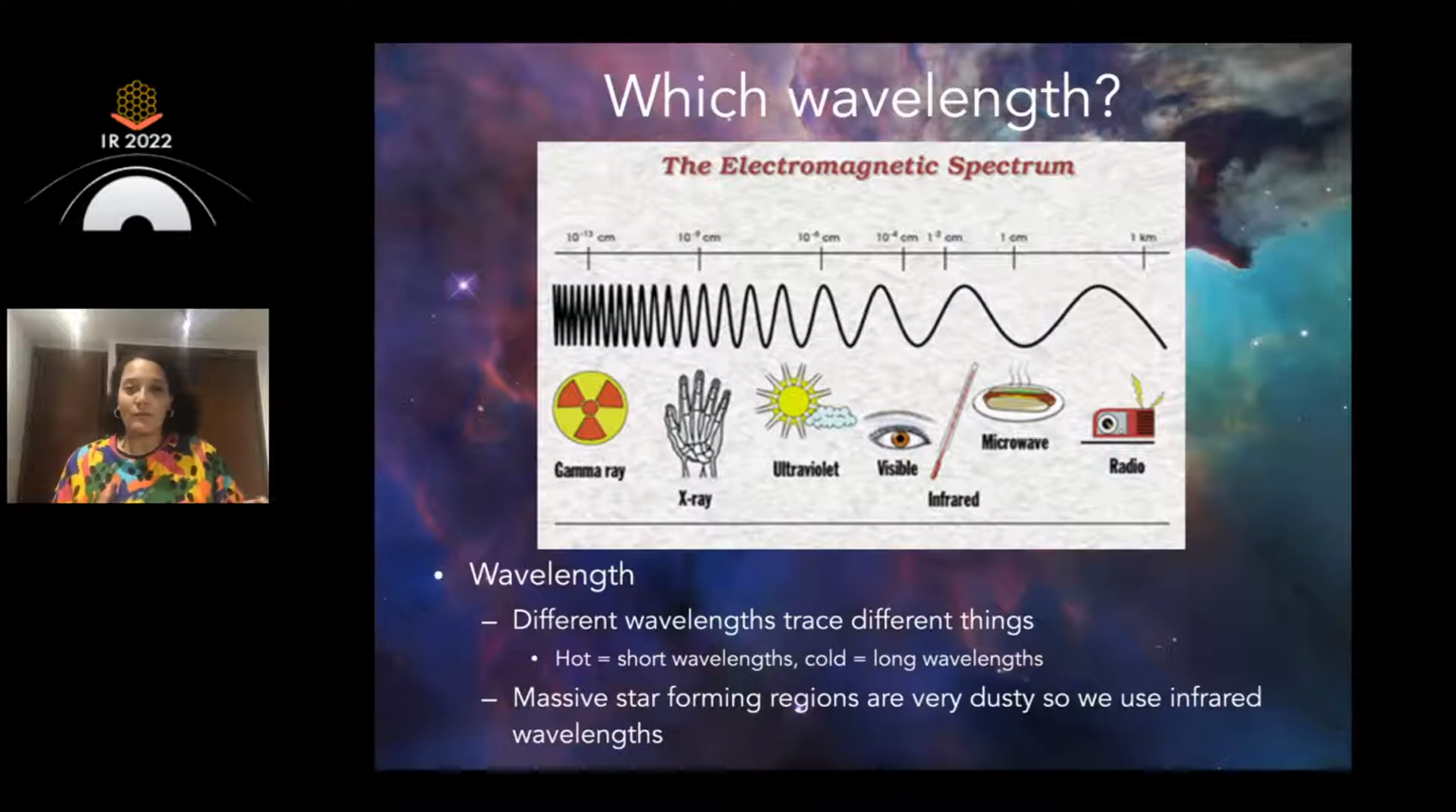And the general rule with observing is if you want to look at hot material in space, then you have to use short wavelengths, so something like X-rays or gamma rays, or ultraviolet rays. And if you want to look at very, very cold stuff, then you want to look at things like radio waves. And massive star-forming regions are very, very dusty. I mentioned those dusty envelopes that get in the way and make these difficult to look at. But we can use that dust to study these objects. And we're lucky because this dust emits really, really well at infrared wavelengths. So the way that I study these sources is by using this infrared radiation.